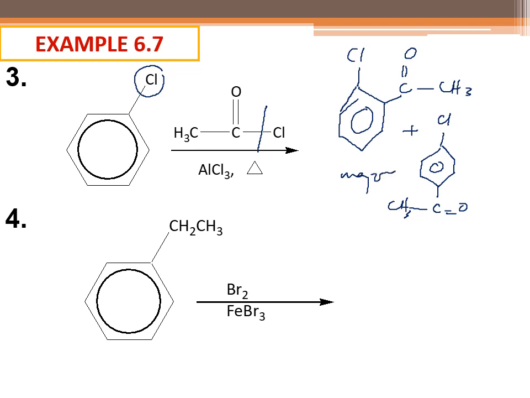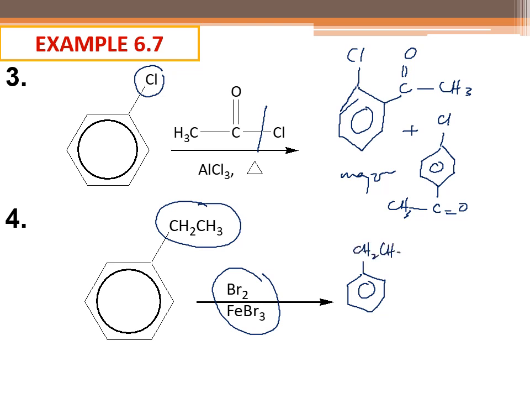Number 4, this is an alkyl group as well. It's an ethyl, and it's going to undergo bromination. So we're going to have ortho-para positions as well. This is the ethyl, which is going to put bromine on carbon number 2, and also another product, another major, would have bromine at carbon number 4. So this is an ortho-para director. Both of these are major products of the bromination of ethylbenzene.